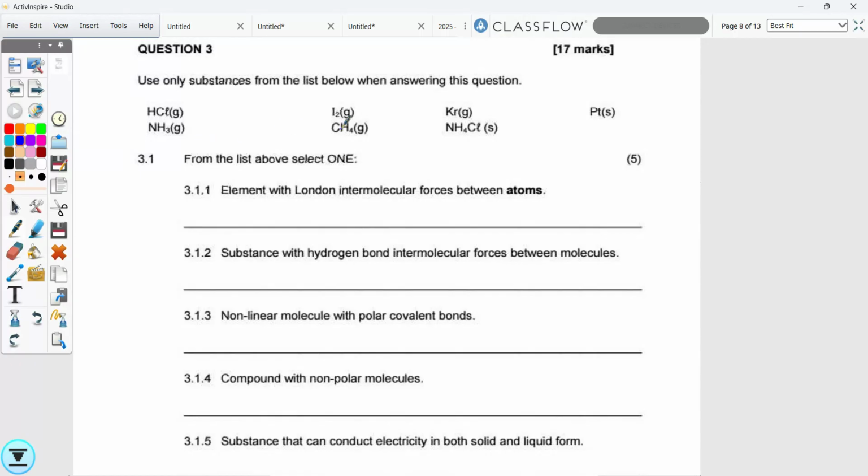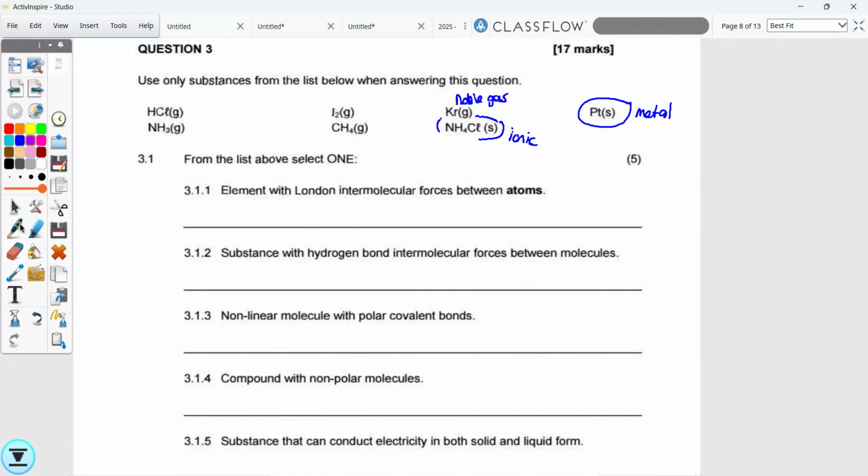Please remember that. So if I find the ionic ones first, this one is ionic because it's a compound ion and another ion. That's ionic. I think that's our only one. This is a metal, so you can mark the metal as well. The others are all, and this is a noble gas. Now remember, noble gas has London forces between the atoms, not the molecules.